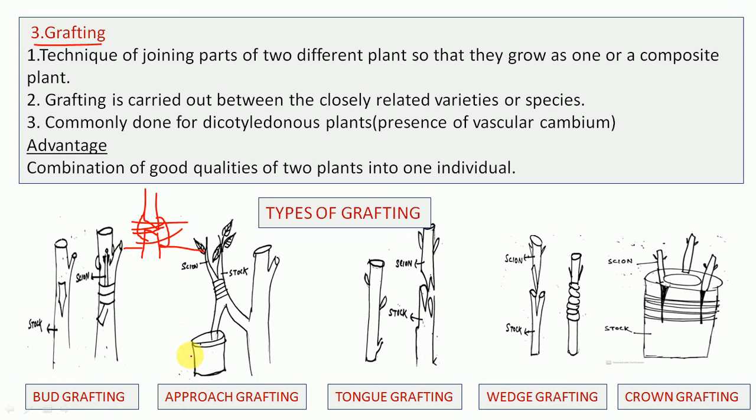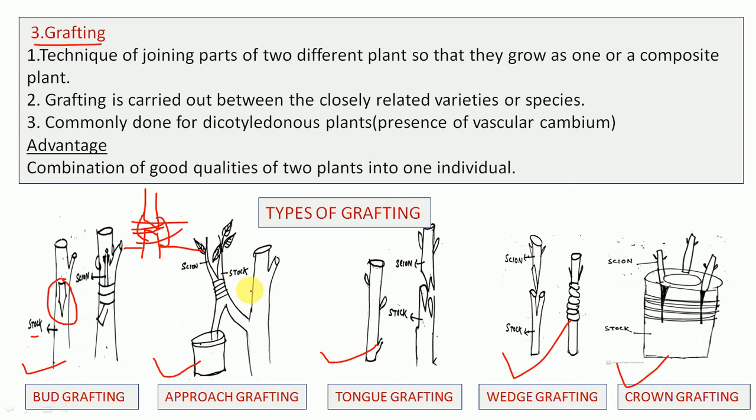Grafting can be of different types, like bud grafting, approach grafting, tongue grafting, wedge grafting and crown grafting. So what happens in bud grafting? See, this is the area which is being cut. Okay, then here we are attaching it with the bud. One thing I missed here: the root which we are taking is known as stock, and the other part that we are taking is the scion. Since we are binding it with the bud, it is bud grafting.